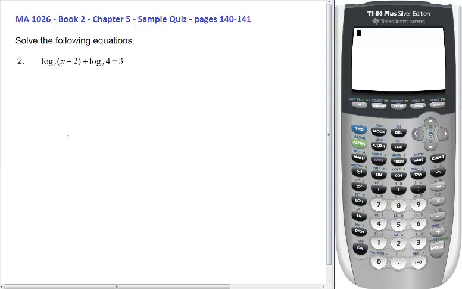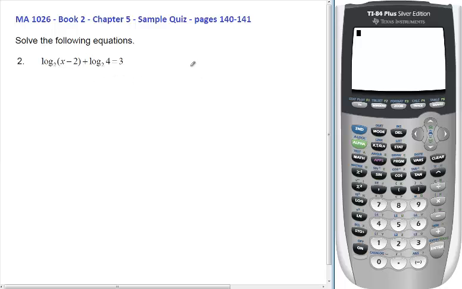Good day, students. Now we're going to look at the solution to number 2 long answer question. This is in your chapter 5 sample quiz found in book 2 of your MA1026 booklets, and this one is asking us to solve a logarithmic equation.